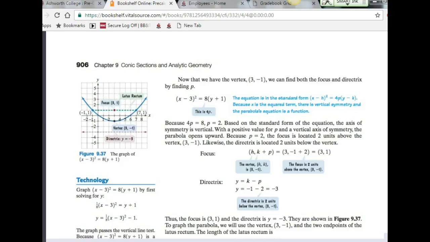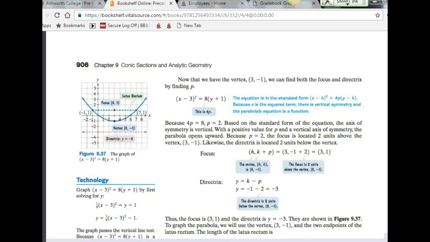Okay. Now, the directrix is going to be the opposite, but the same p value. So I'm going to go 2 below, and I'm going to draw a line, because a directrix is not a point, a directrix is a line. Since it's going left and right, it's going to be y equals, and again, if I drop 2 from where the vertex was, my y value is going to be negative 3. So here's my directrix, y equals negative 3.